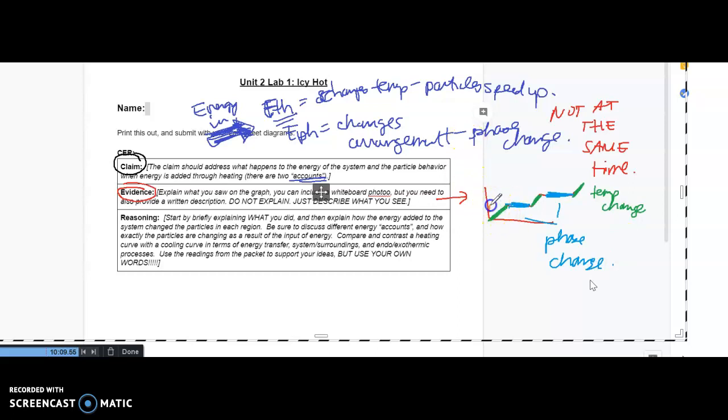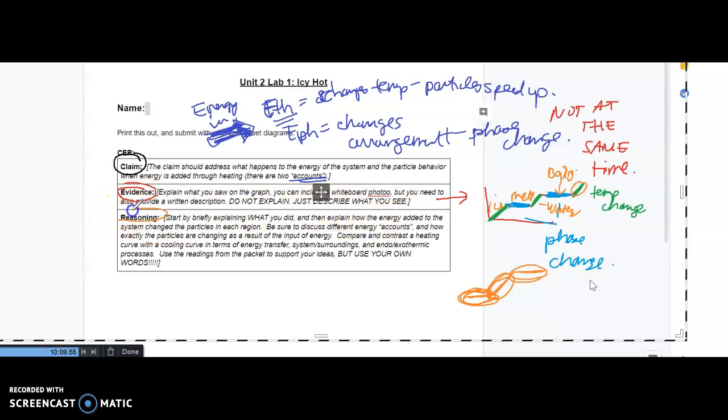You could say, I saw ice, then you saw that it was melting, then you saw water, then you saw that it was boiling. We didn't see this part, all right? So you can connect what you saw in the graph, because remember, we only saw this middle part of it. So we saw ice, then ice and water melting, then just water, then boiling. That's what I want you to put in evidence. And it's okay if you don't have a photo, you can just describe the graph.